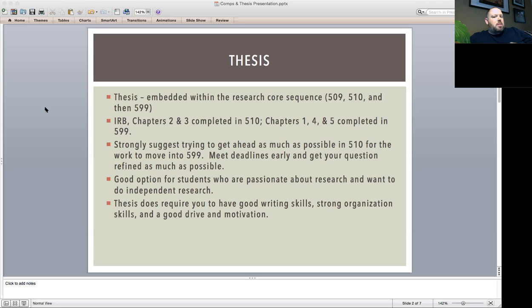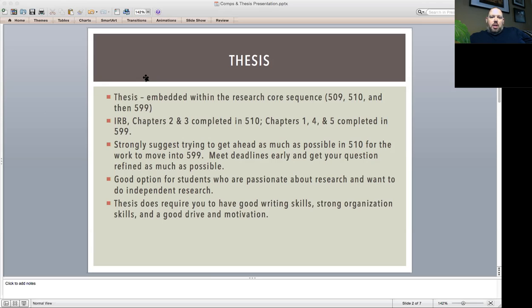That doesn't mean that you have to be the best writer, but you do have to have some solid writing skills and that you enjoy writing. You also need to have good organization skills, and you also need to have good drive and motivation. Unlike some of the other classes that you take, an instructor in 599 is not going to give you a hard and fast deadline, with the exception of a couple of different assignments, of when things are due. And so it's on you to work with your instructor to figure out when drafts are going to be due and when you have to submit your work for 599.